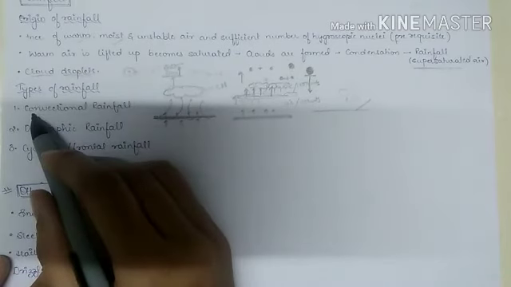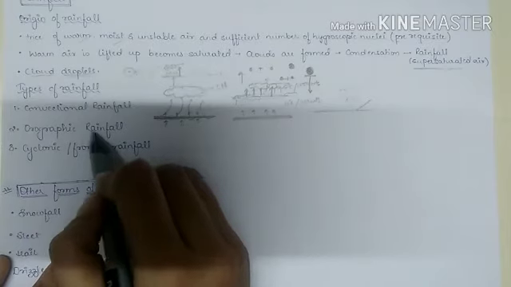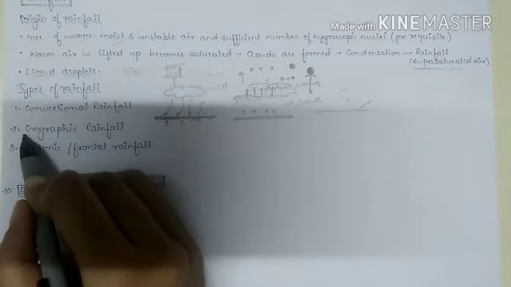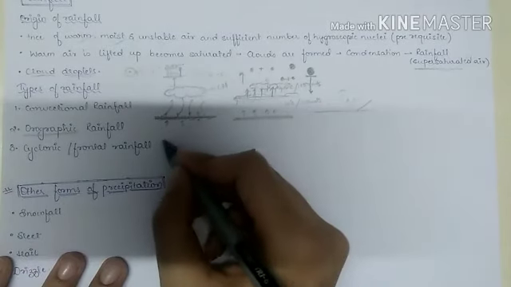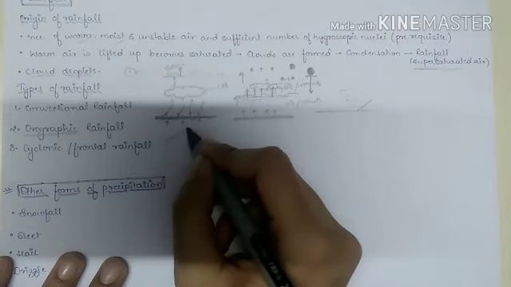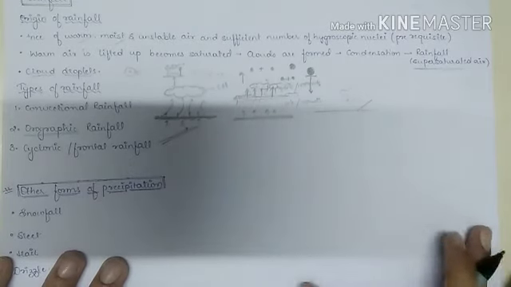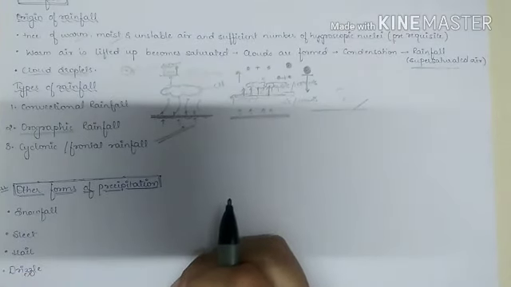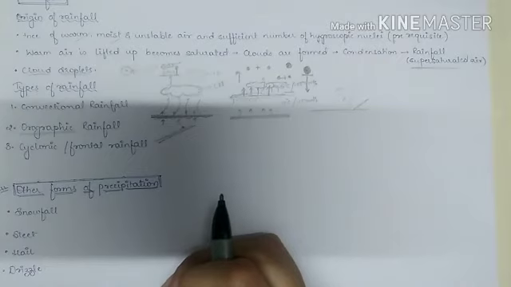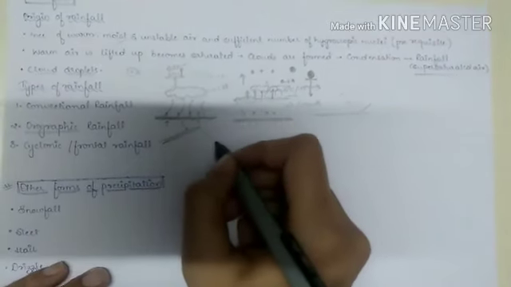Now this was all about convectional rainfall. Now we will look into orographic rainfall. Orographic rainfall, as the name suggests, is the rainfall that is caused due to upward movement of air on the hill slope. So orographic rainfall occurs due to ascent of air forced by a mountain barrier. Okay, so this is the mountain barrier.